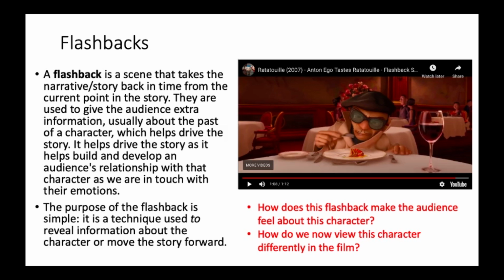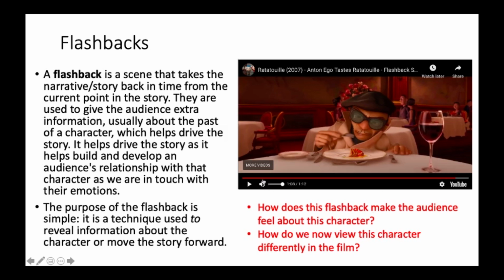But I want you to answer those two questions in red below there, okay, underneath the video. So the first one reads, how does this flashback make the audience feel about this character? Okay? And the second one is, how do we now view this character differently within the film?